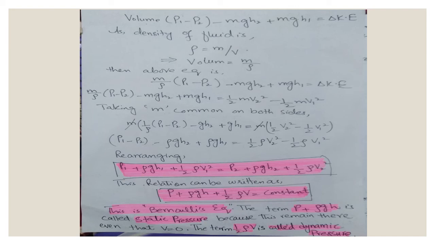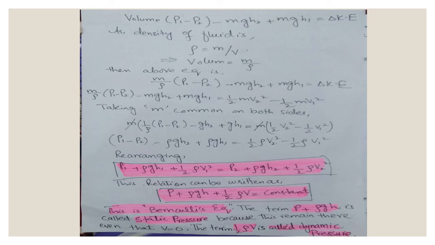Substituting the value for the change in kinetic energy, you know that it is equal to 1 over 2 m v2 square minus 1 over 2 m v1 square. Now taking m common on both sides, we get m into 1 over rho into P1 minus P2 minus g h2 plus g h1 is equal to m into 1 over 2 v2 square minus 1 over 2 v1 square. Cancelling m on both sides, and multiplying by rho on both sides, we get P1 minus P2 minus rho g h2 plus rho g h1 is equal to 1 over 2 rho v2 square minus 1 over 2 rho v1 square.